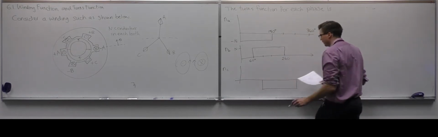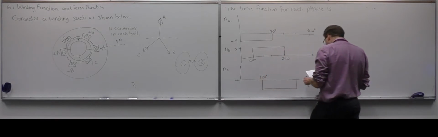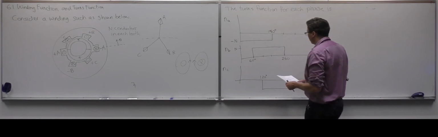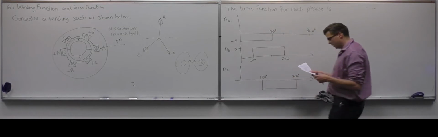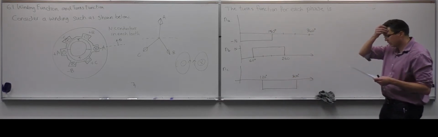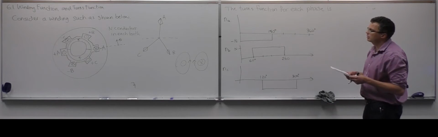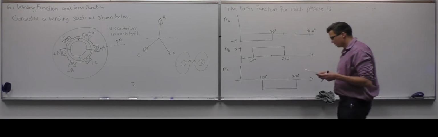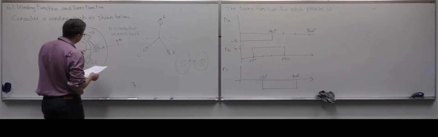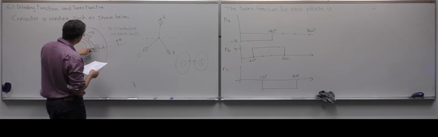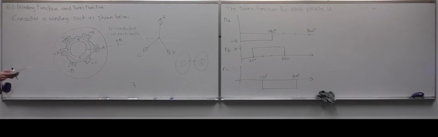Looks something like that. So this is 120. Okay. So that's the turns function. That gives the physical locations of the wires. Now there's a couple of terms here that we should use. So the distance between one slot to the next, that's often called the slot pitch or slot span.